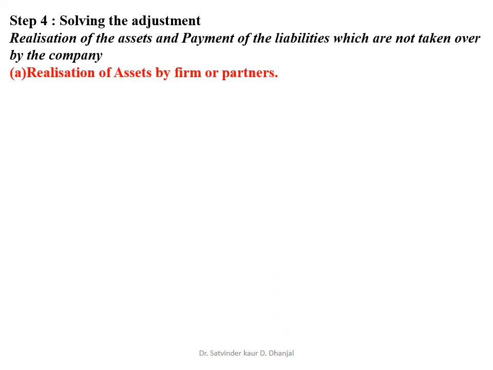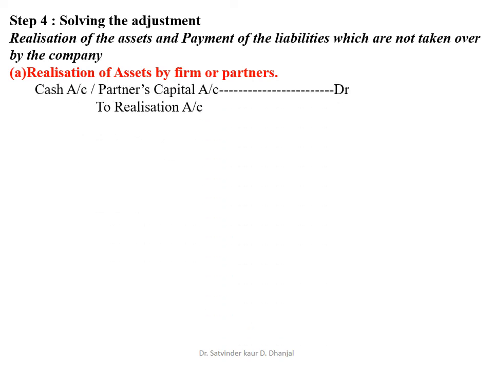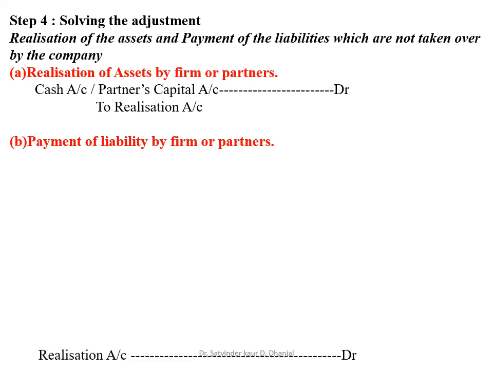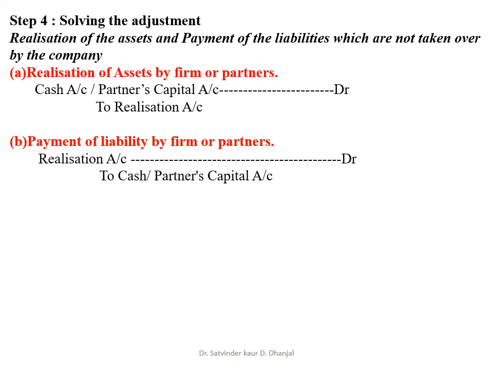First, realization of assets by firm or partners. The journal entry is cash account debit to realization if it is realized by the firm, and if it is realized by the partner, the journal entry is partner's capital account debit to realization. B, payment of liability by firm or partner. The journal entry is realization account debit to cash or partner's capital account. If it is paid by the firm, then cash will come, and if it is paid by partners, partners' capital account will come. So this is the journal entry for payment of liability. Only those assets will be realized and only those liabilities will be paid off which are not taken over by the company.